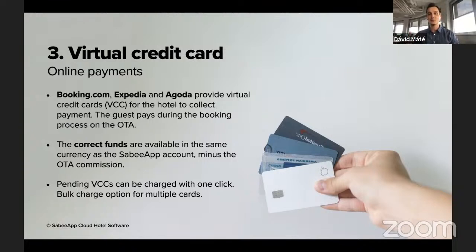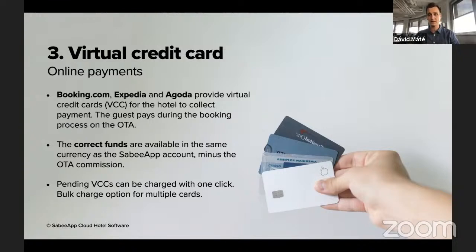And the way that the hotel receives the payment is through a virtual credit card that is issued by the OTA. This is always valid. The correct funds are uploaded there, minus, of course, the OTA's commission. And these VCC details are synchronized into the SabeeApp PMS along with the reservation.